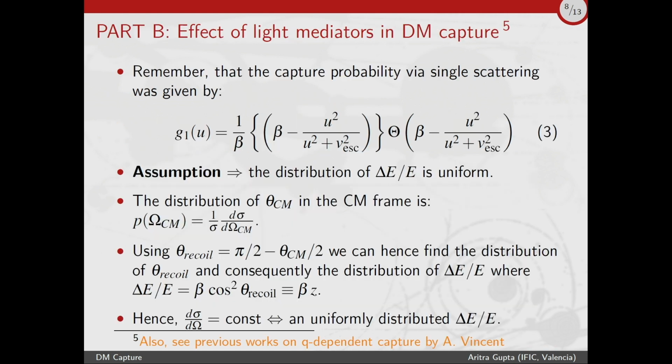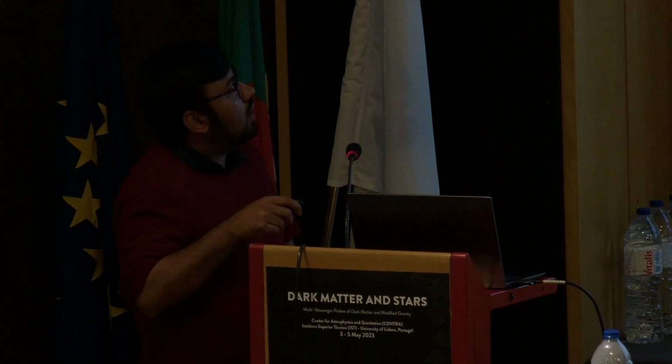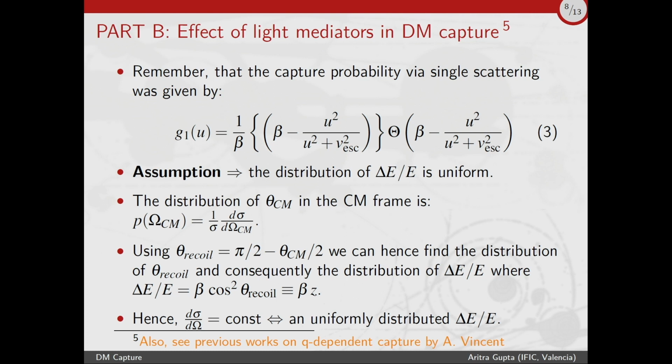I'll quicken. So this is part B, where we introduce the effect of light mediators, and in the first slide I showed that this assumes a uniform distribution. So the distribution of theta cm, which is the distribution of the scattering angle in the center of mass frame, is given by this. And the recoil, this z that I showed you earlier, is related to this theta cm via this. And knowing this, we can now find a distribution of delta E by E, given that we assume some d sigma d omega.